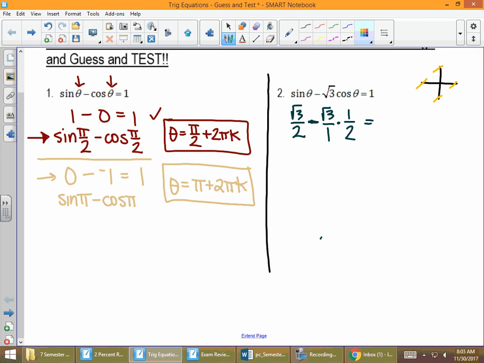So if sine is radical 3 over 2, what I've just done is made radical 3 over 2 minus radical 3 over 2, which is 0. So that combination does not work.